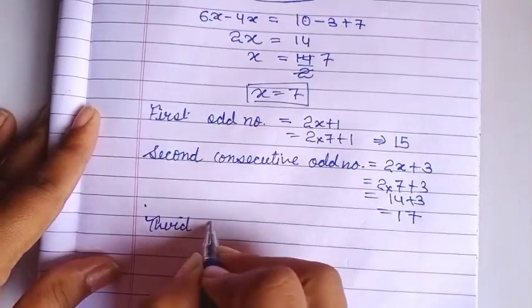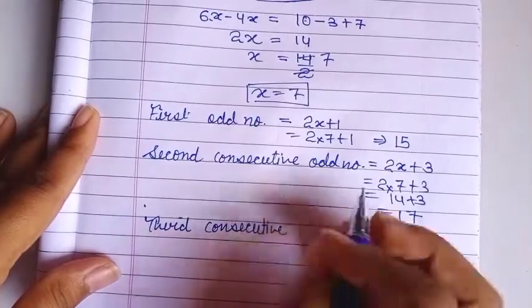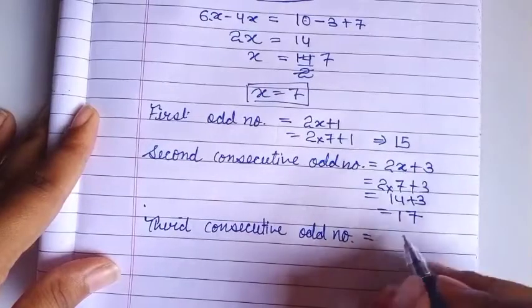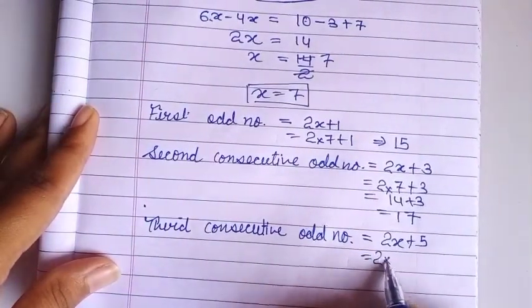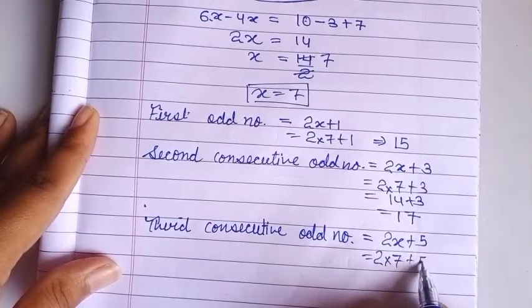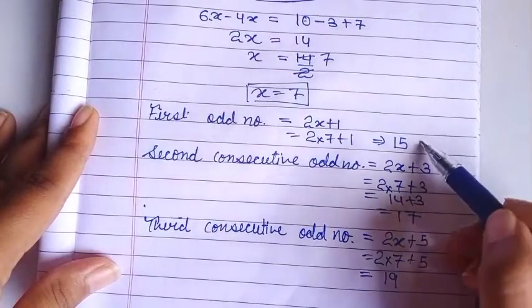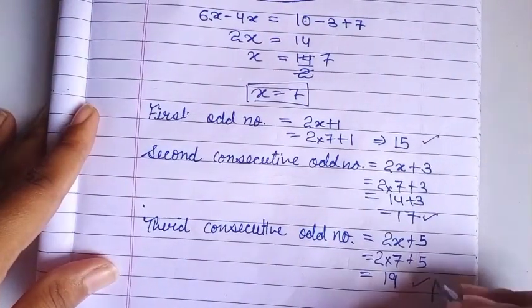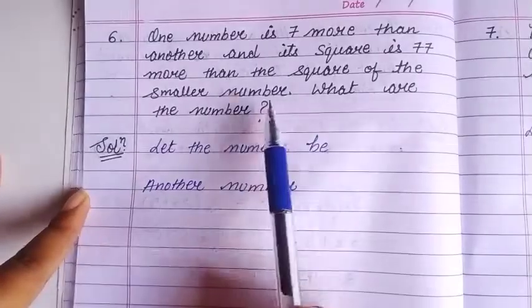The third consecutive odd number is 2x plus 5, which means 2 multiply 7 plus 5. 2 7s are 14, plus 5 is 19. So these are the 3 consecutive odd numbers, right? So this is your answer. Next question, question number 6.